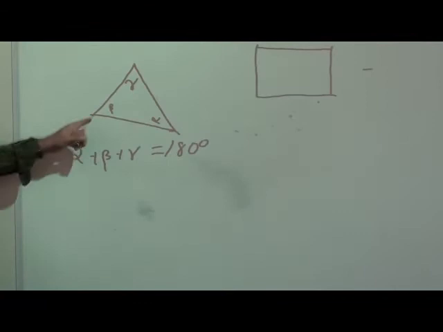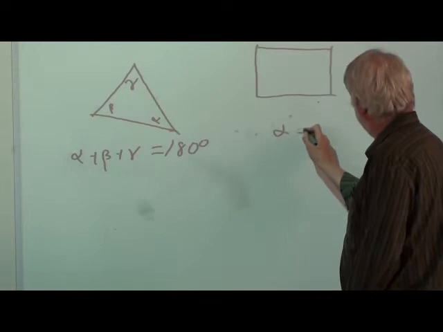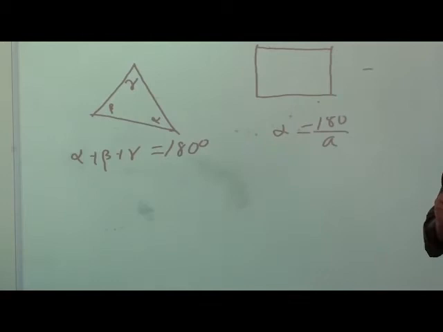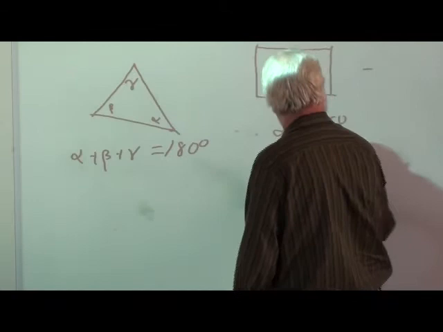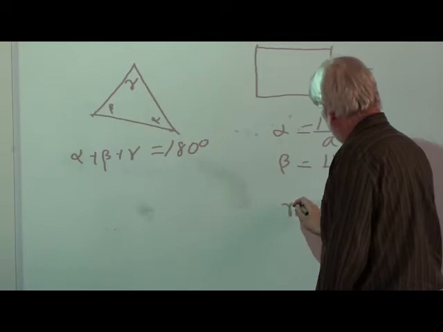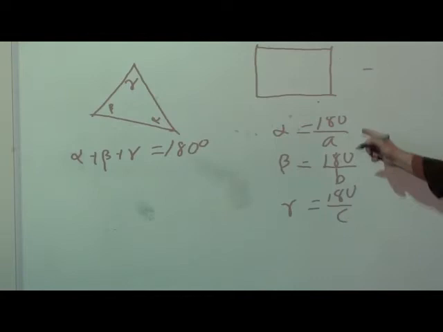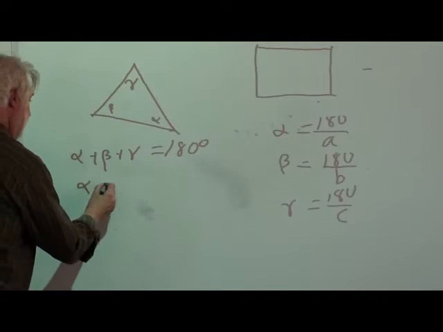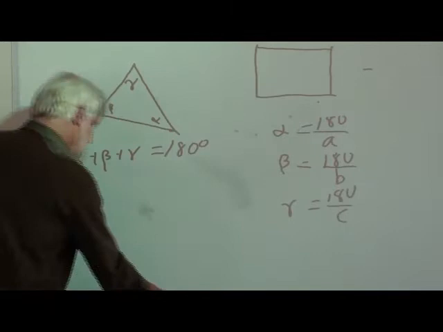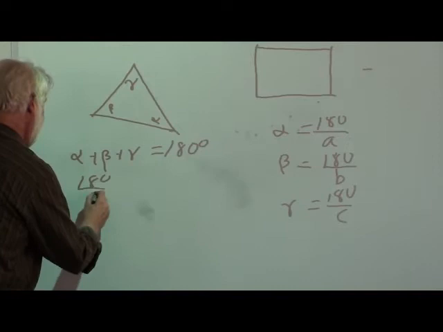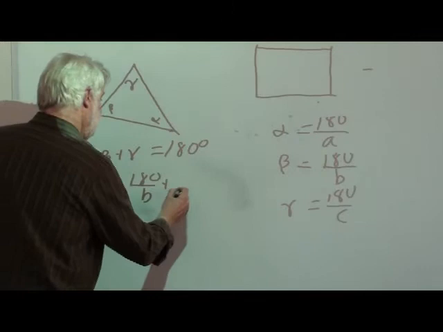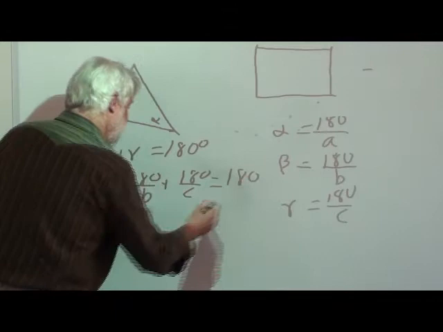Now, when I'm just reflecting around this corner, what possibilities are there? What did we just decide? We decided that alpha has got to be 180 divided by some whole number, say a, correct? Then beta is 180 divided by b, and gamma is 180 divided by c for some integers. So if I put this information in, I get 180 over a, plus 180 over b, plus 180 over c, is 180. Is there anything I can do to simplify that equation at all?